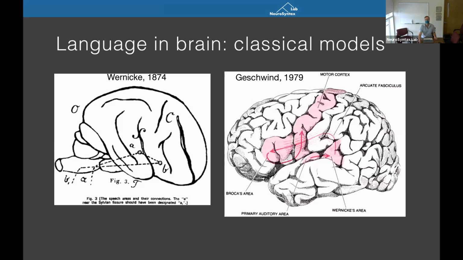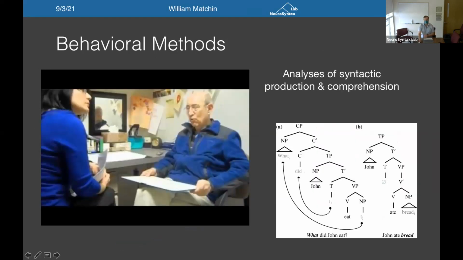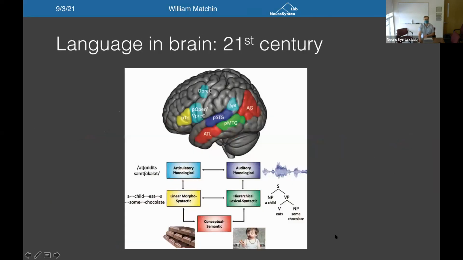And so what people would notice is that, well, if you had damage to the frontal lobe, you would have speech production problems. We call this area Broca's area. And if you had damage to the temporal lobe, particularly back here, you would have comprehension problems. This is called Wernicke's area. And so people actually developed kind of sophisticated models for how these different areas played a role in language production and comprehension.